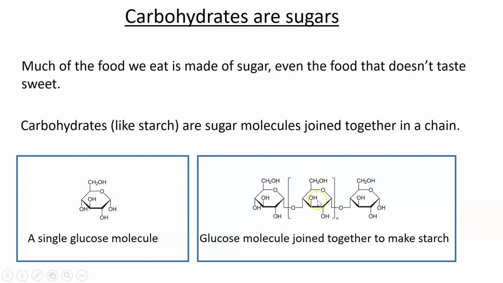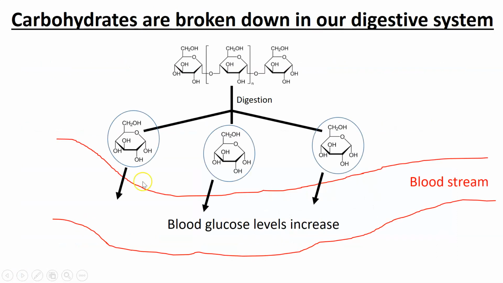They have to be broken up, and your digestive system does break starch up to produce glucose. Your digestive system starts to break the carbohydrates up, such as starch. Let's just say this is starch. And remember, this square bracket just represents that there's lots and lots of these glucose molecules joined together. Not just three, but just for presentation purposes, we'll just keep it as three.